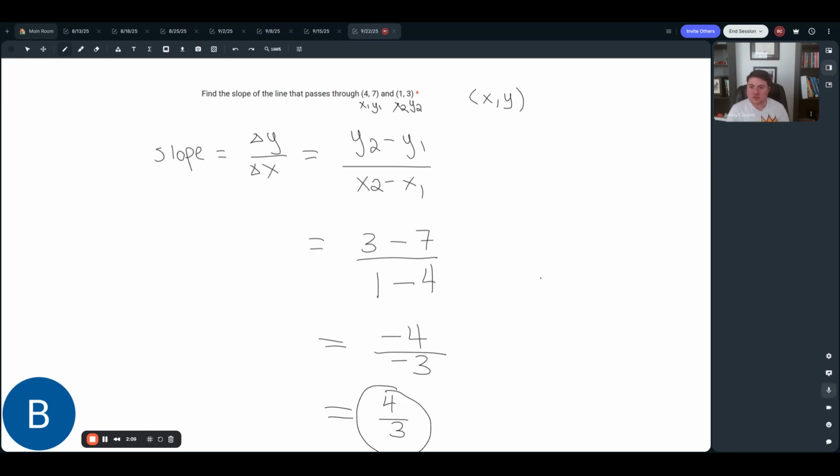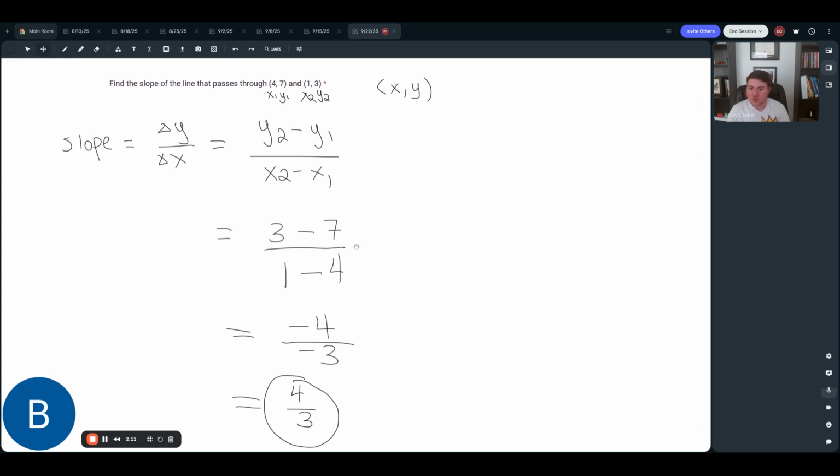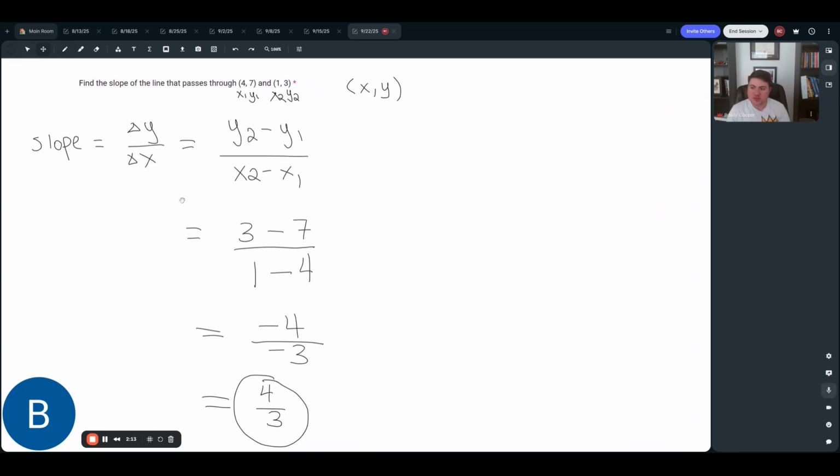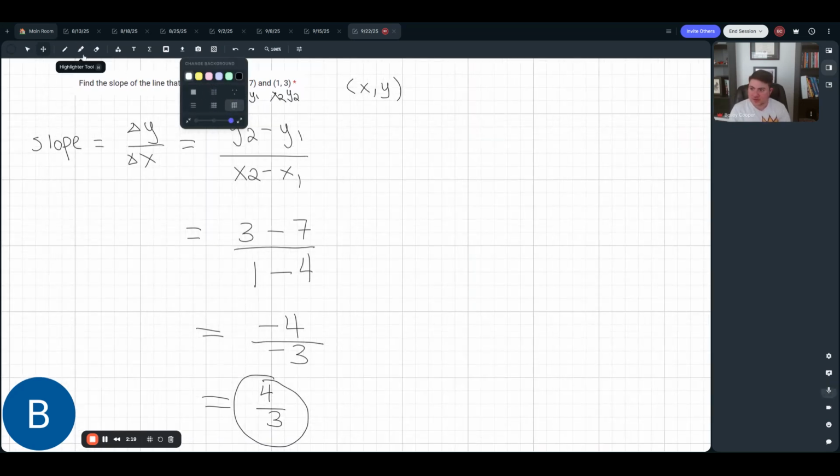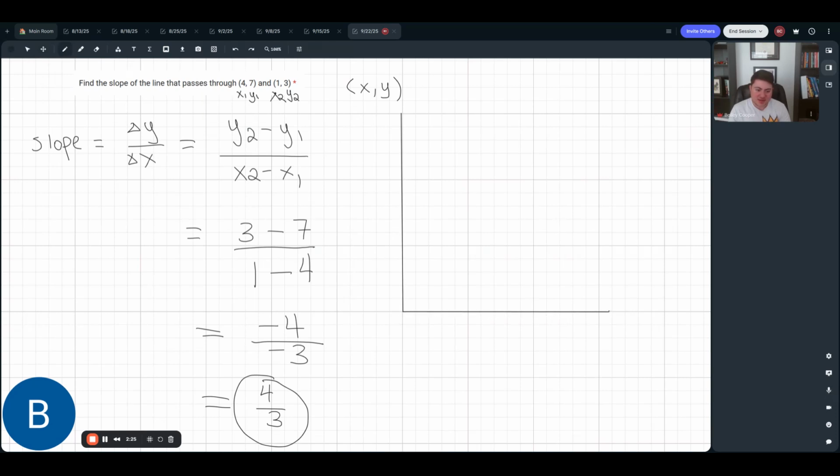We can also see this on a graph if you want. I recommend doing this approach first, but you can use a graph to check. The reason I don't recommend doing a graph first is that if you have some really big, crazy coordinate points, like 1 million, 7, that is not going to be easy to graph, but it is much easier to work with this formula for stuff like that. But we can check on a graph here.